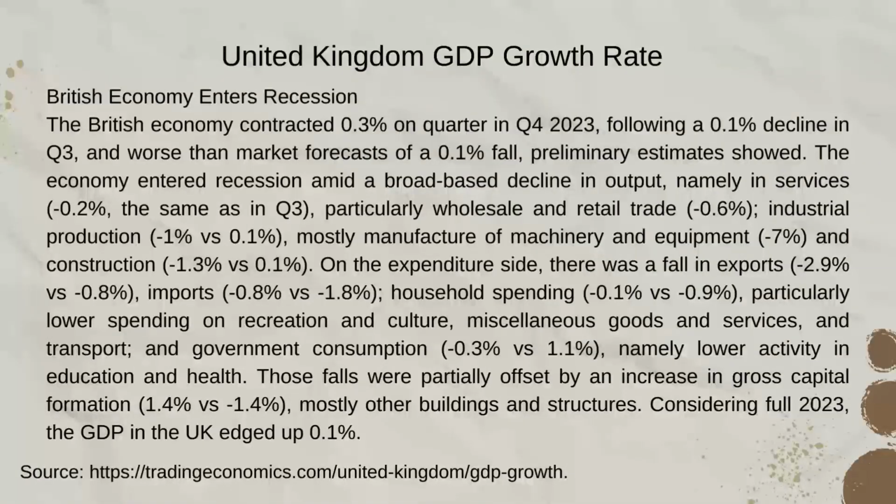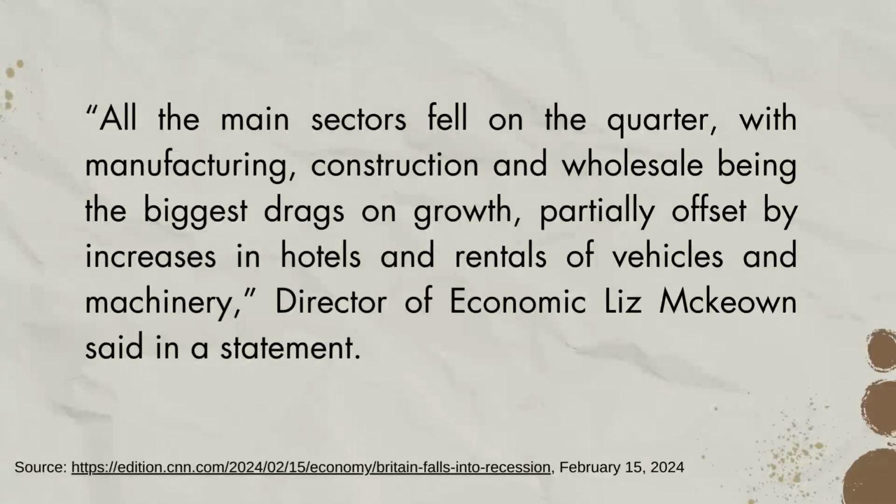Considering the full 2023, the GDP in the UK edged up 0.1%. All the main sectors fell on the quarter, with manufacturing, construction, and wholesale being the biggest drags on growth, partially offset by an increase in hotels and rentals of vehicles and machinery, Director of Economics Liz McKeown said in a statement.